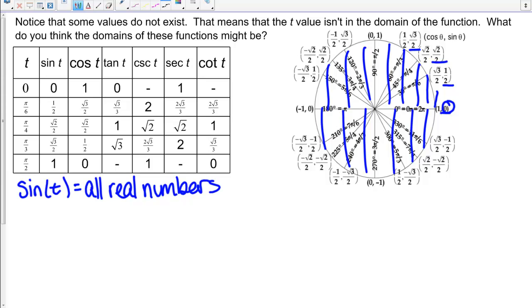Same thing with cosine of t. Our cosine of t we can think of as the length or the width maybe. So that is all real numbers.